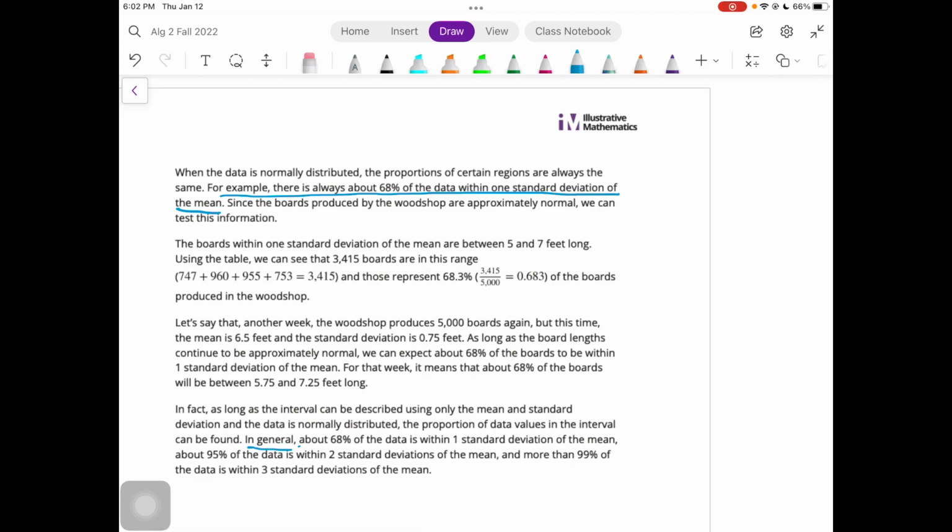Really, down here this is a key statement to know. If you take statistics, this is going to come up a lot. Within 1 standard deviation of the mean on both sides, you'll have 68% of your data. Within 2 standard deviations, you'll have 95% of the data, and more than 99% of the data is going to be within 3 standard deviations of the mean. So if you have something that's more than 3 standard deviations away, that is an outlier, and that is not normal.